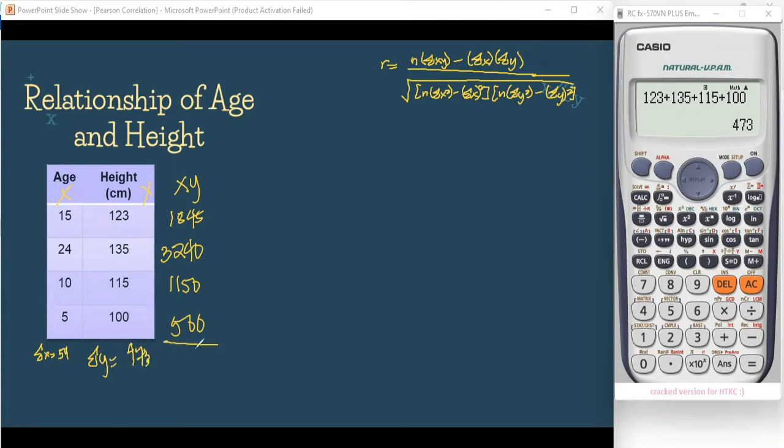Ito naman pong summation ni xy. So 1,845 plus 3,240 plus 1,150 plus 500 is 6,735. So this is the value of summation of xy.